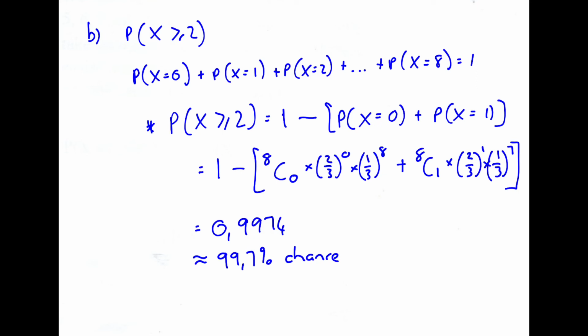Much easier to work it out like that, subtracting from 1, than to work out all the individual ones separately. However, if they'd said, what is the probability that at least 7 heads are shown? Then you'd only have to work out the probability of x equals 7 plus the probability of x equals 8. That would make more sense than 1 minus the probability of x equals 0, 1, 2, 3, 4, 5, 6. That just becomes too long.